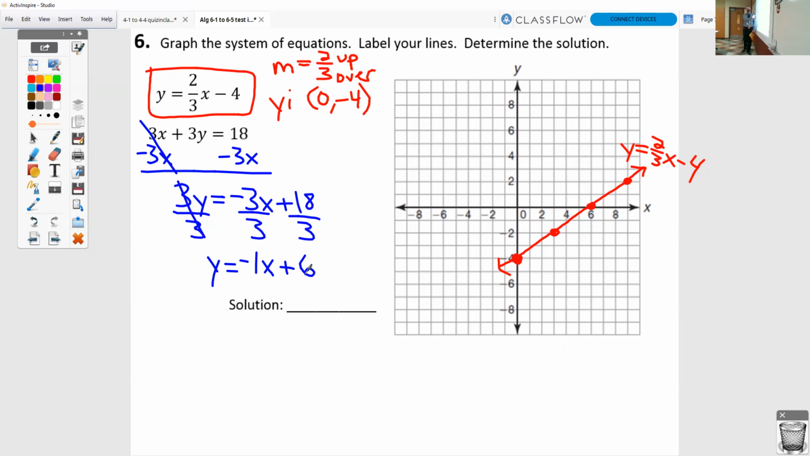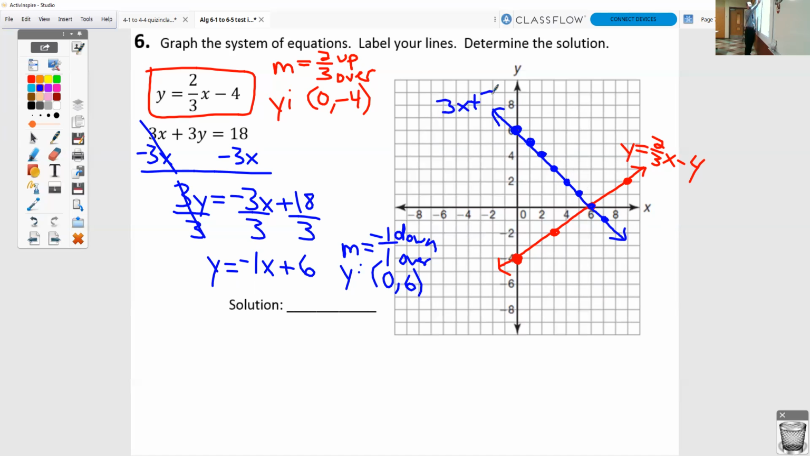You could then type that into your y equals, hit second table to get your points. Or your slope would be -1 over 1, which would be down 1 over 1. And our y-intercept would be 0, 6. 0, 6 is right here. Starting from there, down 1 over 1, down 1 over 1, down 1 over 1, down 1 over 1, until we cross that other line.